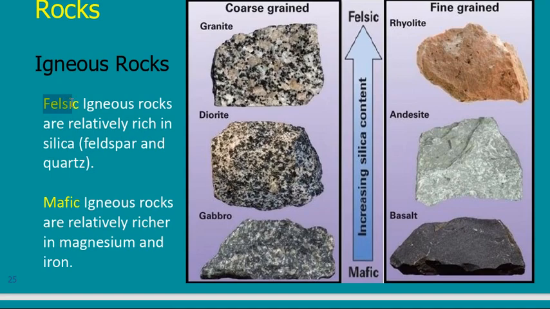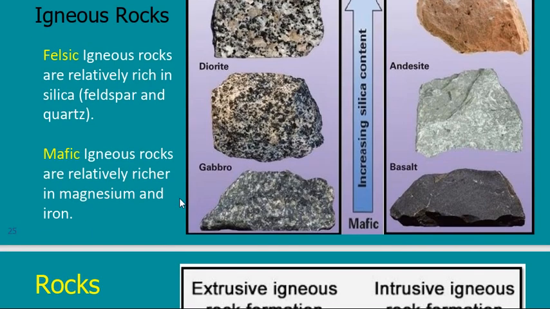There is a term called felsic igneous rocks and mafic igneous rocks. Felsic igneous rocks are relatively rich in silica. Mafic are richer in magnesium and iron. Of course, I don't care if it is silica or magnesium, but what I care about is the properties of this material. If silica is good, then for me, felsic would be good. If magnesium and iron are important, then I need a mafic type of igneous rock.